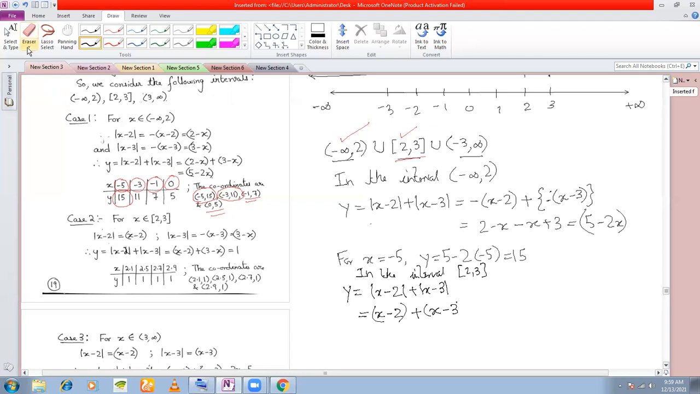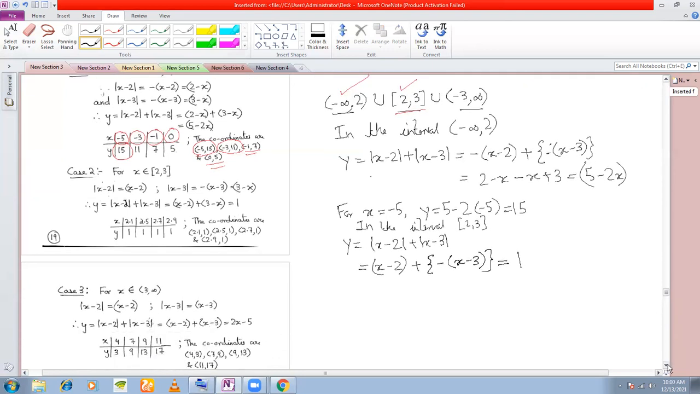Mod x minus 3 must be negative in this case, because x is taking values between 2 and 3 only. So mod x minus 3 must be negative. That is why it is minus of x minus 3. So you are getting this equal to 1.